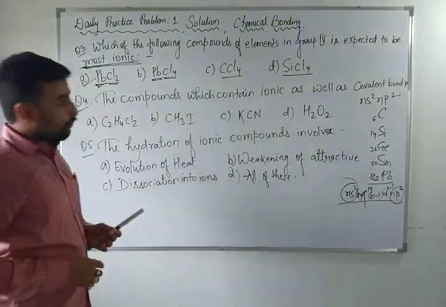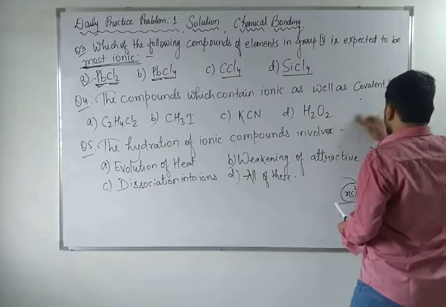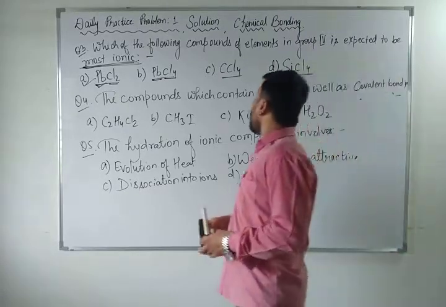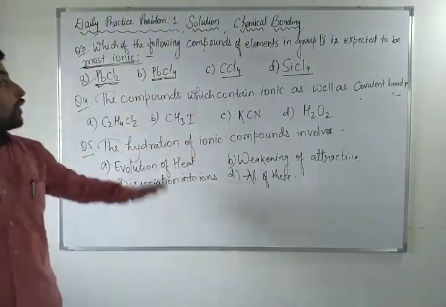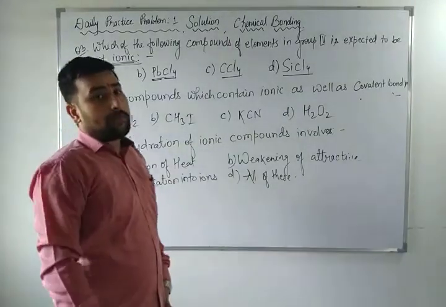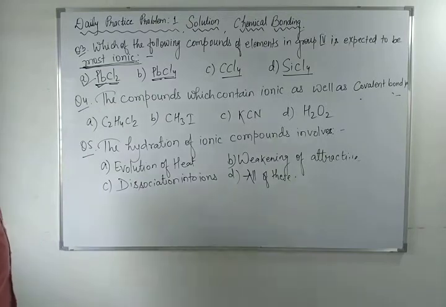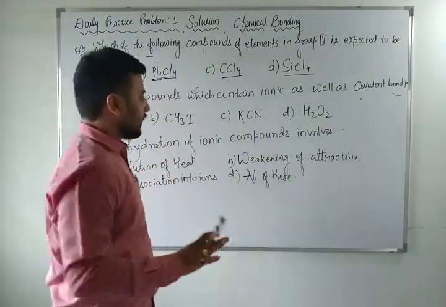Next question is question number 4. The question is about compounds which contain ionic as well as covalent character. You know very well, for ionic we require metal and non-metal, and for covalent, non-metal with non-metal is also possible, meaning highly or lowly electronegative elements.